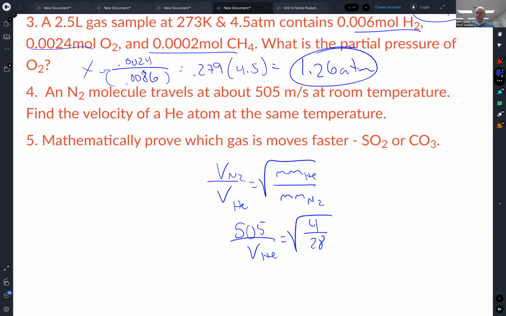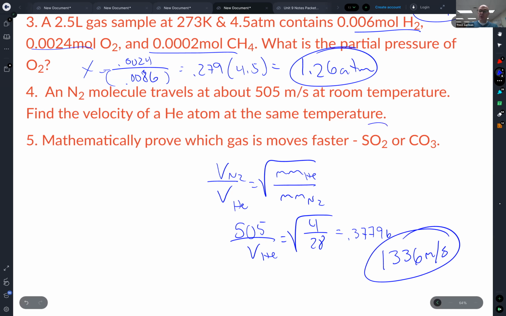So 4 divided by 28, find the square root button on your calculator, and you get that is equal to 0.37796. So we're going to cross multiply now. 505 divided by 0.3779. And we get very, very fast, 1,336 meters per second. And that makes sense. It should be faster. It's a smaller molecule.